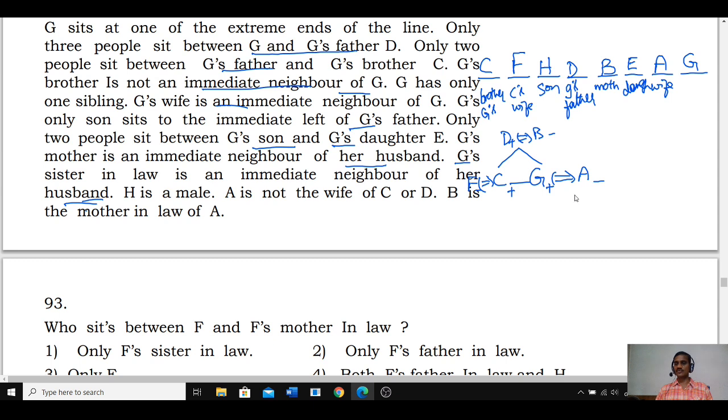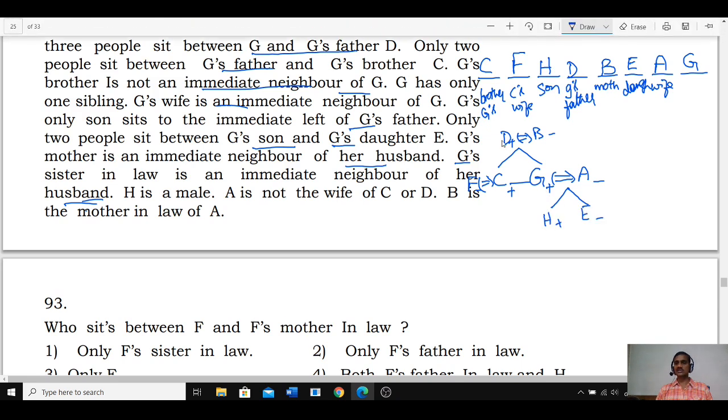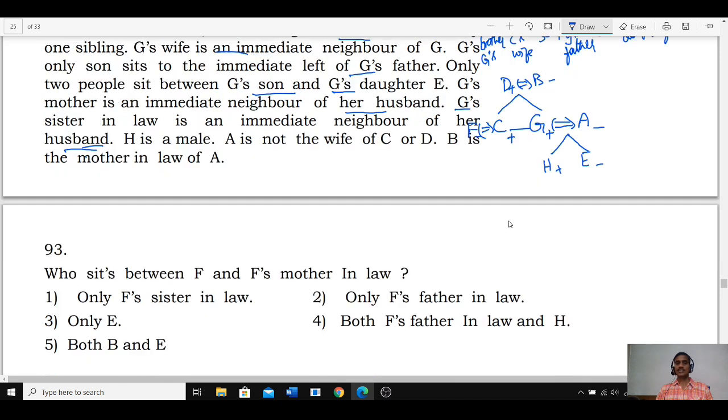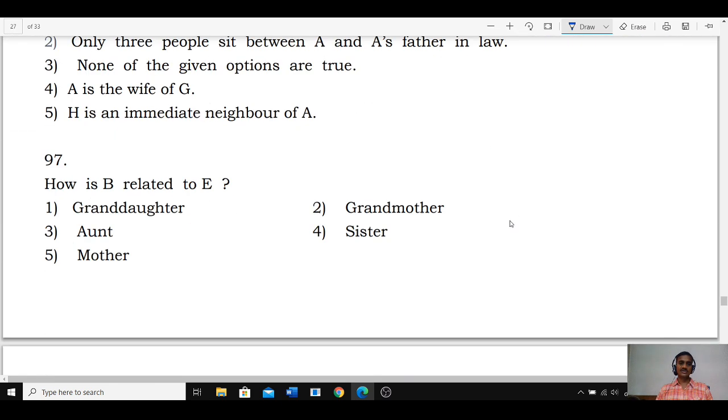1, 2, 3, 4, 5, 6. And two more persons. Who are those two? One is the son of G, and H is the son, and E is the daughter. Now it becomes easy to answer the questions. And this is about question numbers 93 to 97.